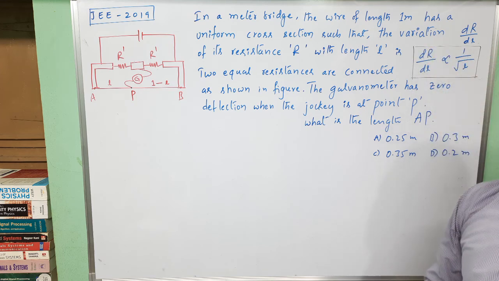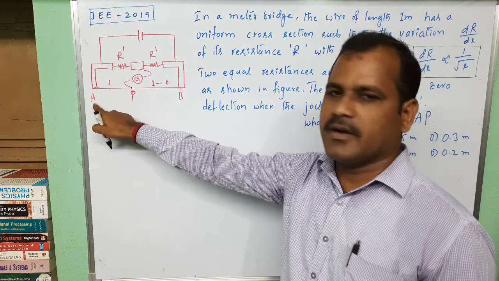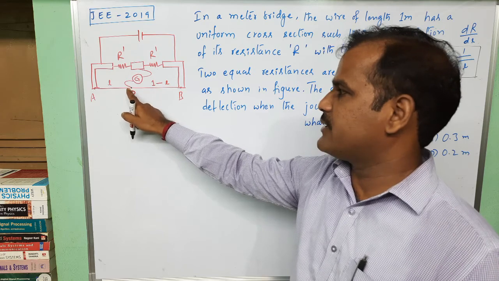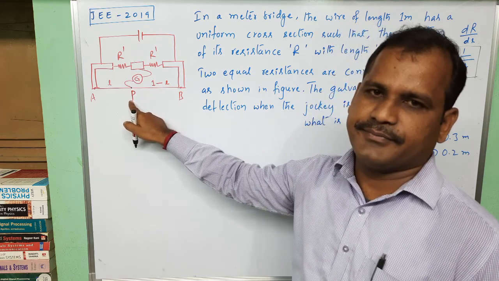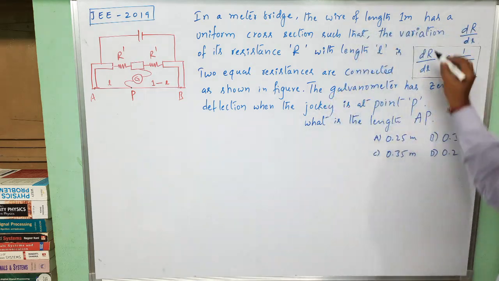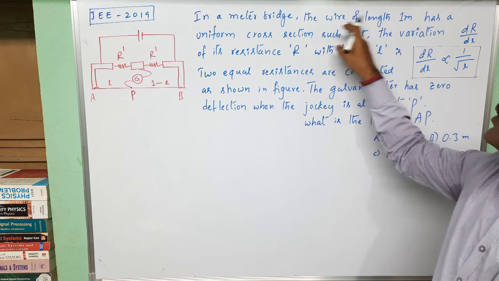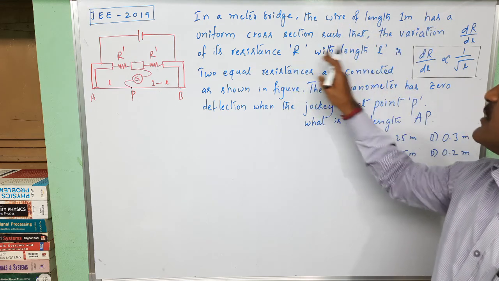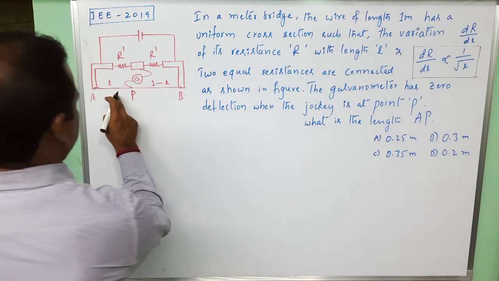dR by dL is proportional to 1 by root L. Here L is this length, or when the balanced point occurs, that is point P, the length between A and P. So dR by dL is proportional to 1 by root L, given. That means this is the wire resistance change with respect to L. That means we need to consider the resistance of the wire here.